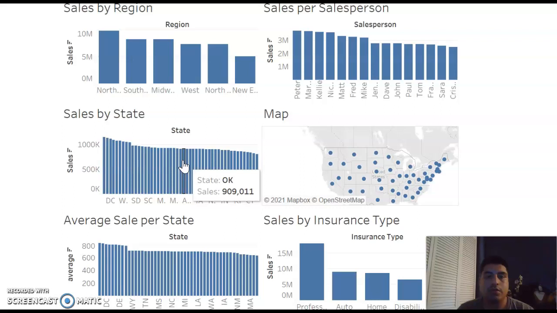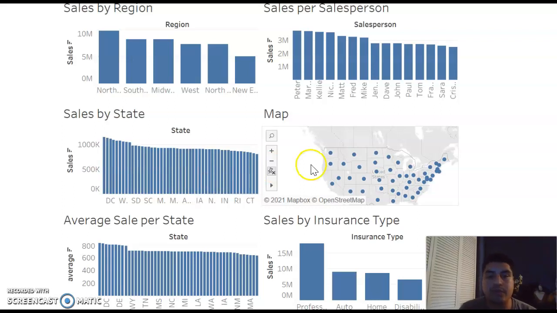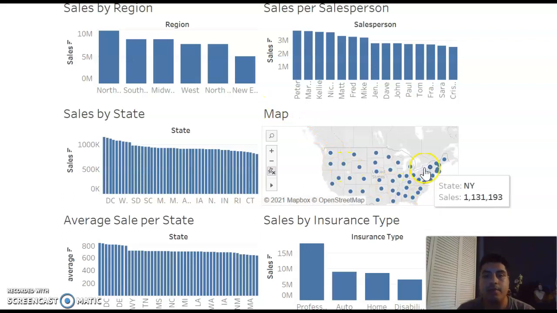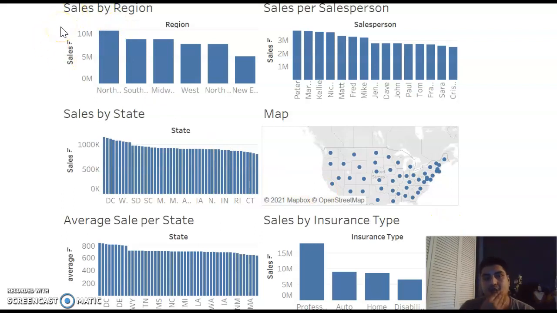We were given a lot of data about this insurance corporation, how to sort through it, and make this interactive dashboard. As you can see, I have sales by region, sales per salesperson, sales by state, a map that details the sales, but it just serves as a better visual. The average sale per state, sales by insurance type. And so from the beginning we could go by sales by region.